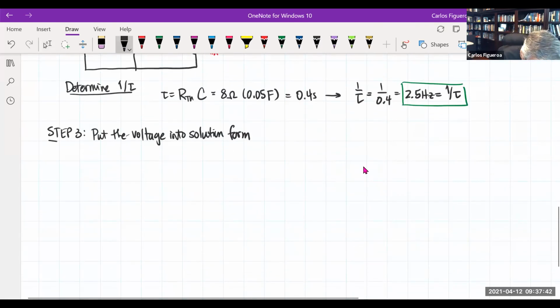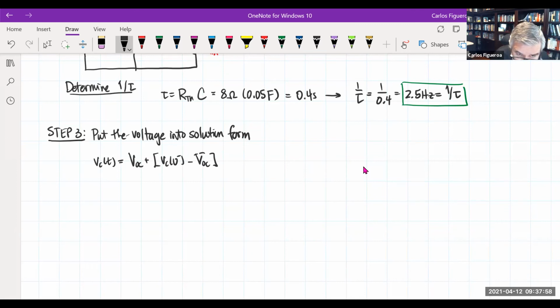So I have all my details now. I know that VC of t is VOC plus VC of 0 minus VOC times e to the minus t over tau. I know that VOC is 2, and then I get 3 minus 2 times e to the minus 2.5 t. So when I look at the solution here, this means that this is 2 plus e to the minus 2.5 t, and this is VC.